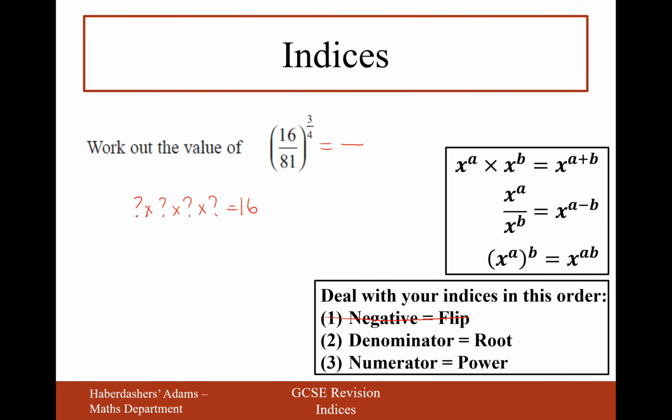Is it 1? No. Is it 2? Yes. The answer is 2. So it'll be 2 and the bottom will be 3. So we've done the rooting here, so now we're on to the third and final step, which is the power, which is 3. So that's going to be 2 cubed, which is 8, and 3 cubed, which is 27. So there we are, that's the final answer for this question here.